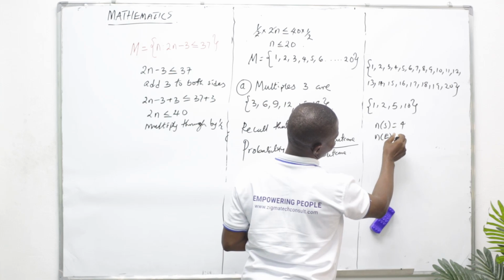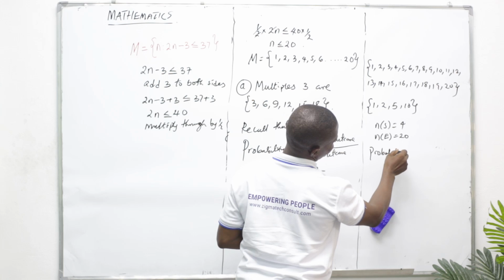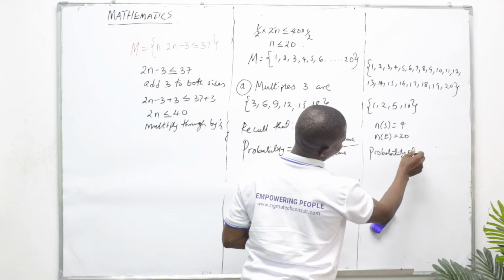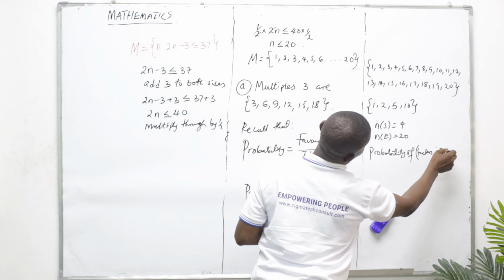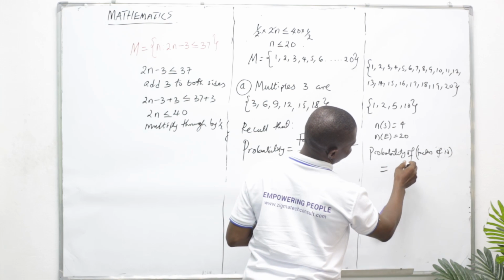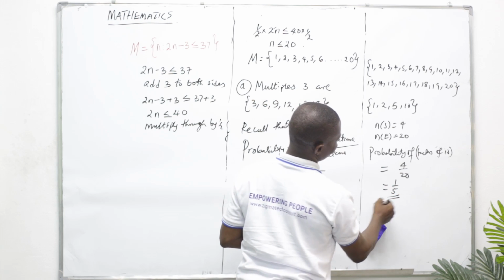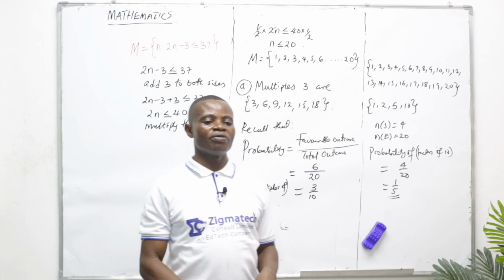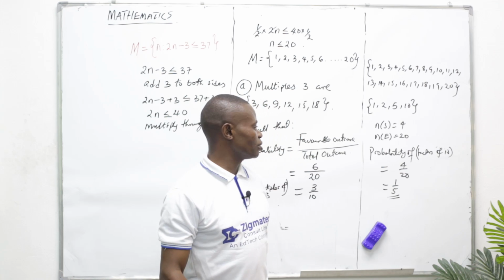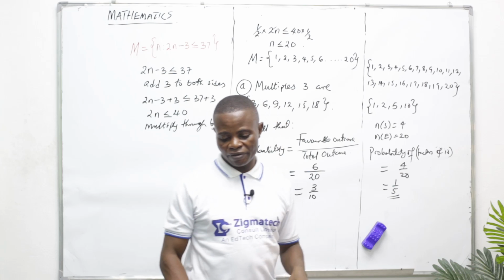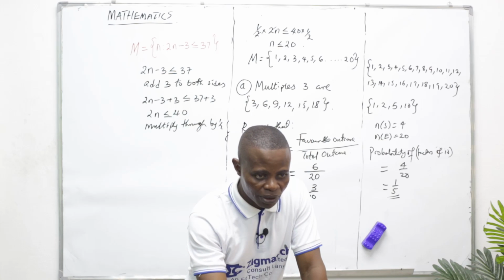The event space is 20. So probability of factors of 10 equals what? 4 all over 20 will give us 1 over 5. So the probability of factors of 10 equals 1 all over 5. So visit the next question, which is the B part.